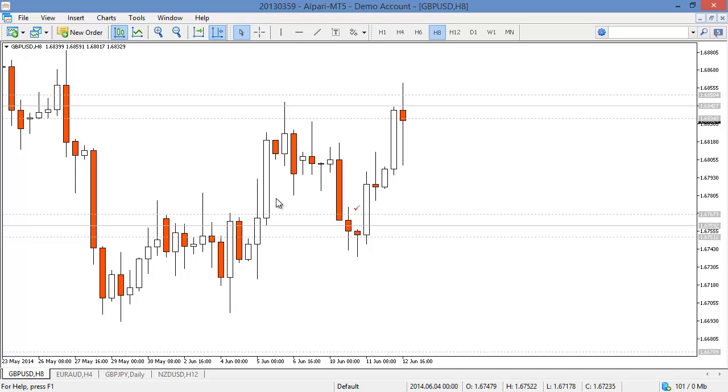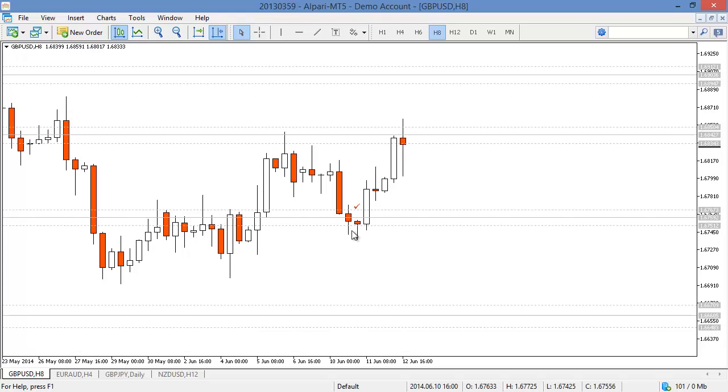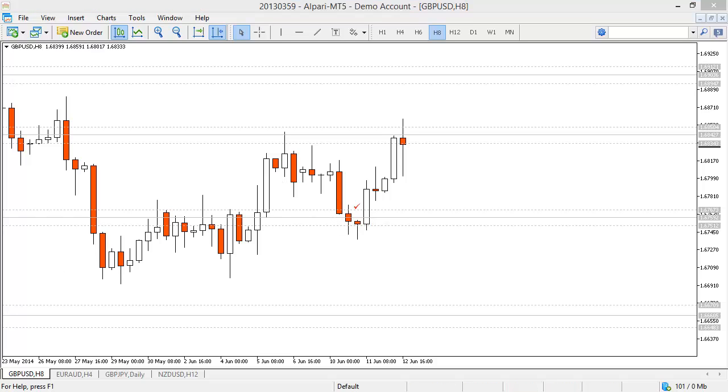Okay, so we're going to start by looking at this GBP USD example. It ended up being quite a good trade, so we'll check this trade out in detail, and I'll show you exactly how, step by step, you could have taken this trade in a very limited time.